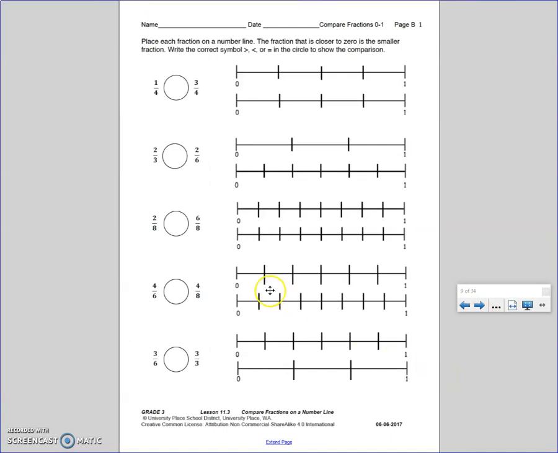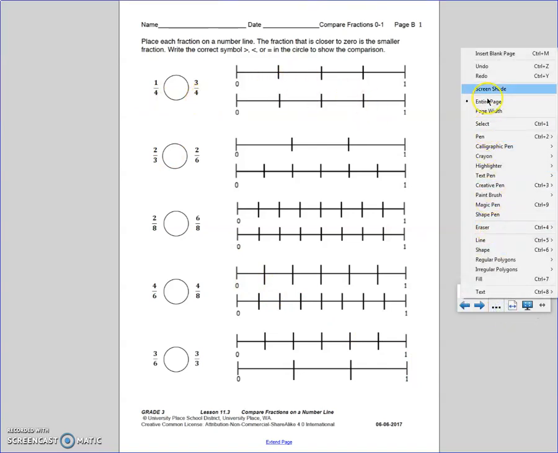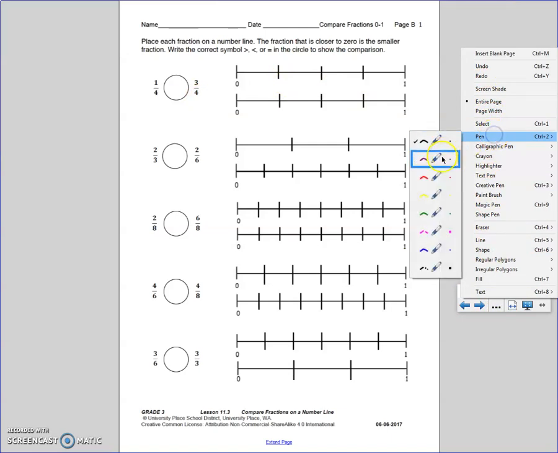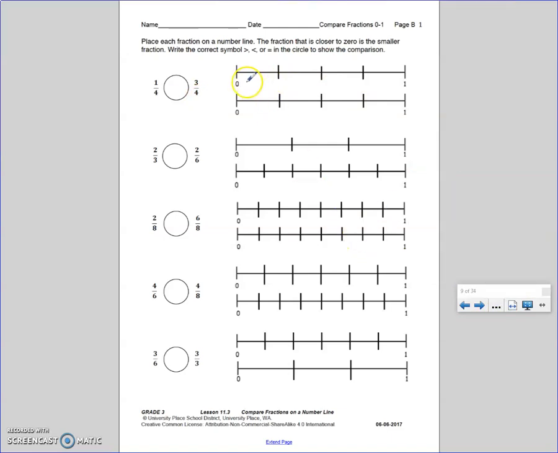Let's go ahead and get started. We're going to compare 1/4 and 3/4 using these number lines. I'm going to go ahead and start by labeling every fraction on the number line. I can see that this number line is broken into 1, 2, 3, 4 parts.